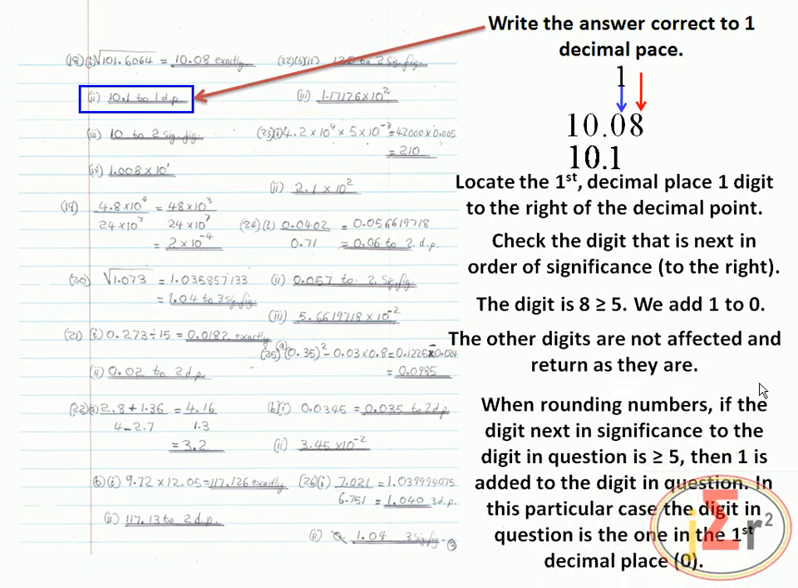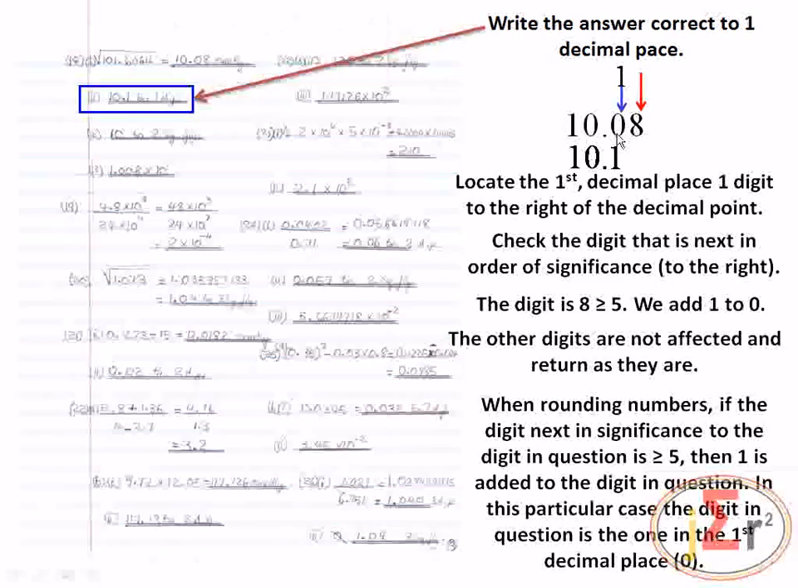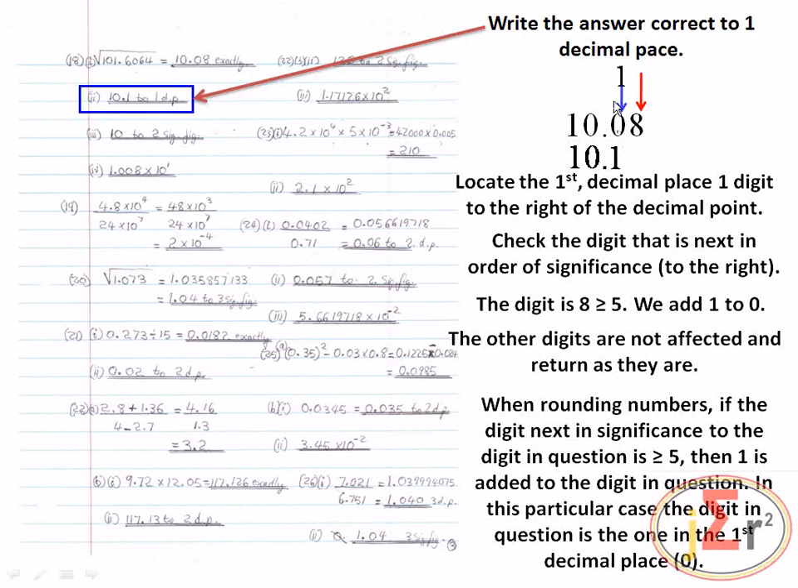When rounding numbers, if the digit next in significance to the digit in question, which one is the digit in question? This one. Why? Because we are writing correctly to one decimal place, and this digit is in the first decimal place position, so it is the digit in question. So if this one is 5 or more, we add 1 to the digit in question, which is this one. In this particular case, the digit in question is the one in the first decimal place, and its value is 0.